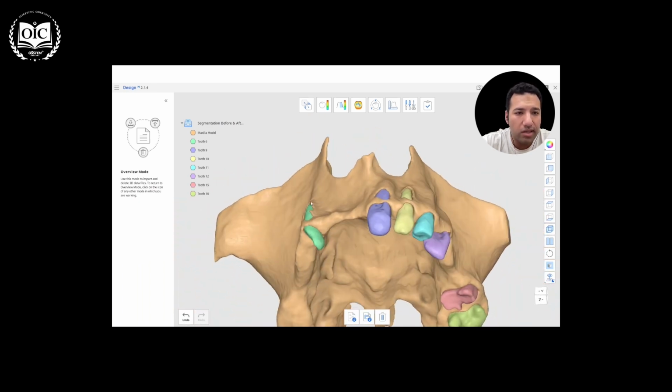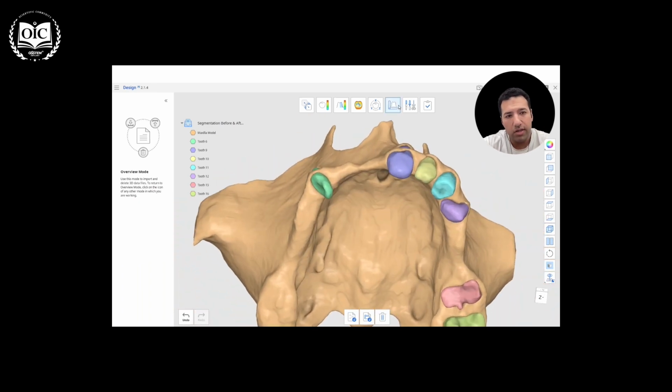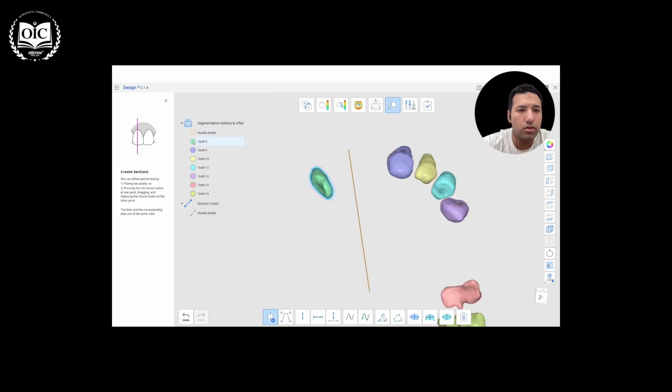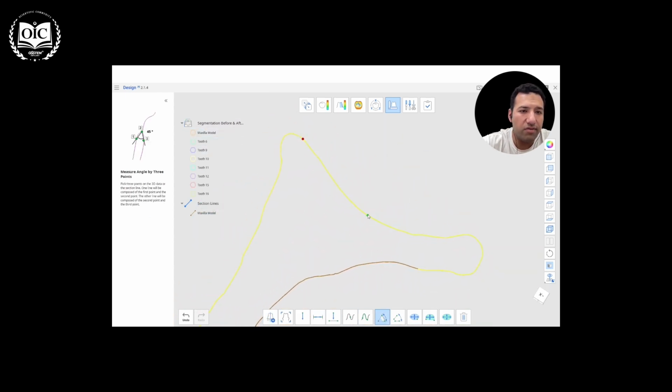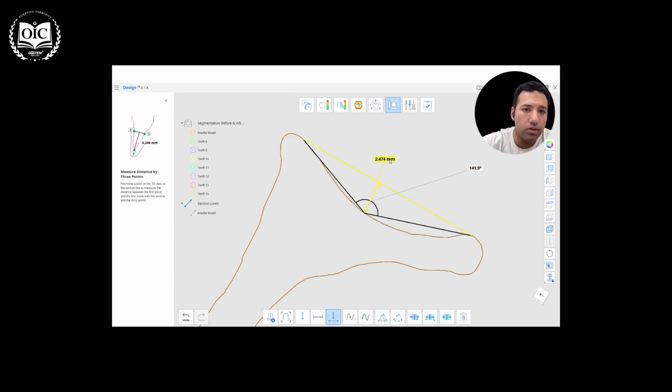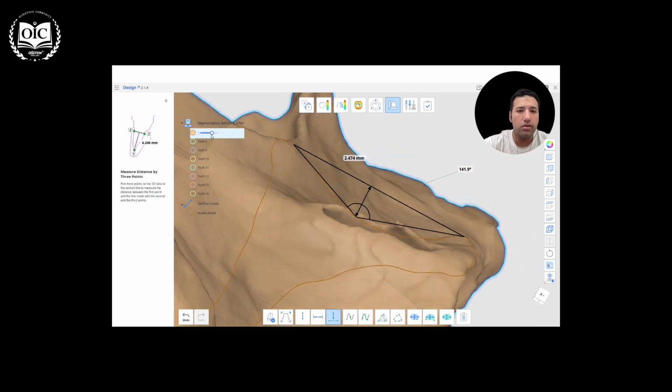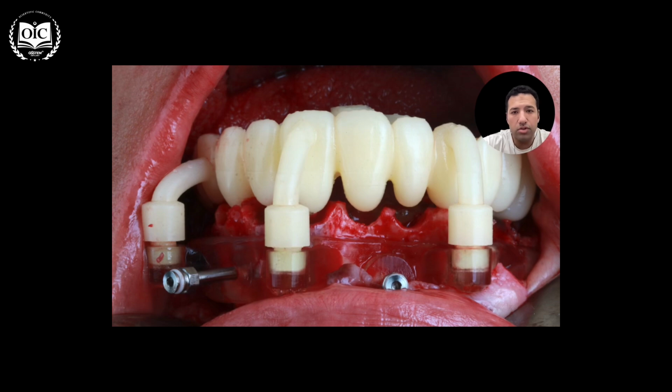So this is the typical analysis of the DICOM file segmented to an STL model and measurement of this concavity angle, less than 151, so 141. So we only need a soft membrane to restore this.